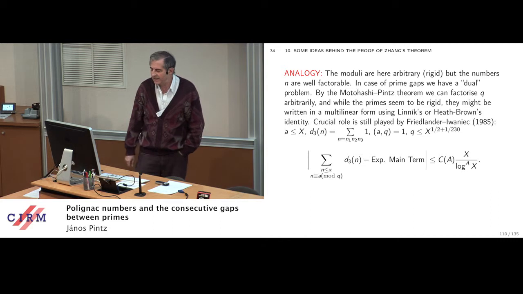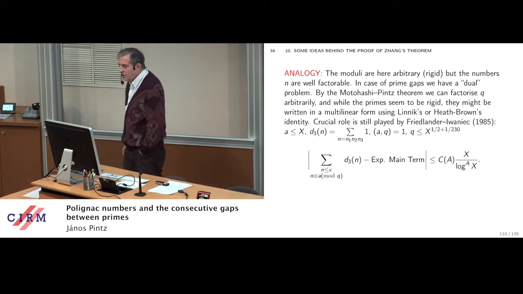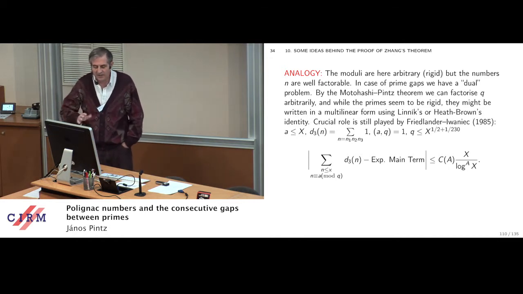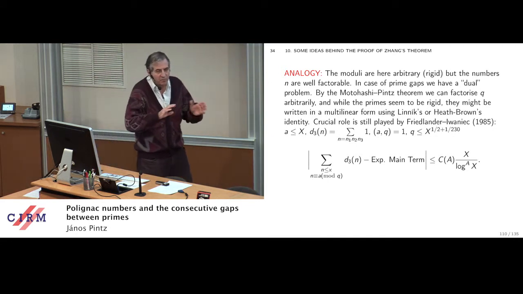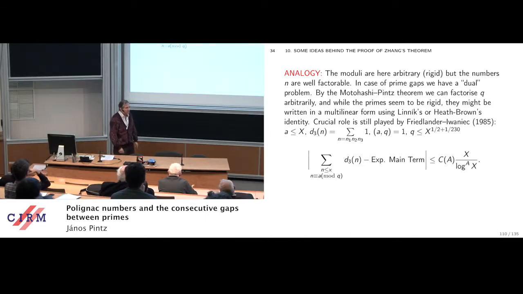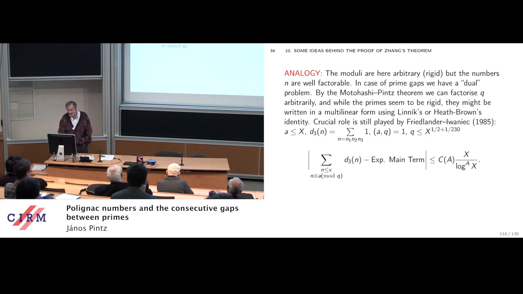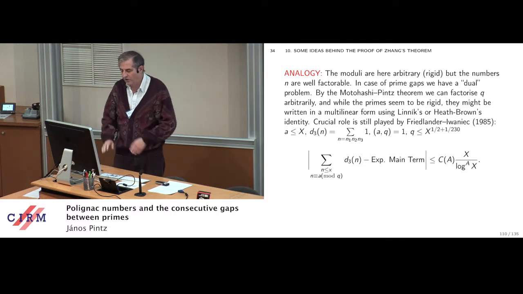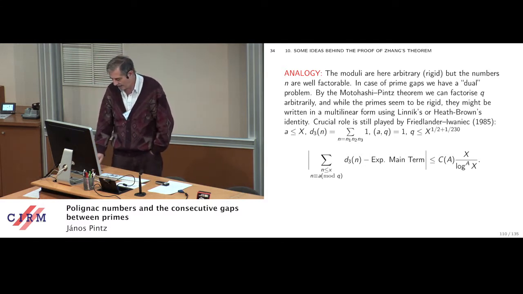And the analogy is that the moduli are here rigid, so to say, but the numbers n are well factorable. And in case of prime gaps, we have a dual problem, that we can factorize the moduli easily, and on the other hand, still the primes can be, so to say, roughly speaking, factorized using the method of Heath-Brown and Linnik's identity. And so in that way, it was possible to perform this method of Fouvry and Iwaniec. And then another important issue was Friedlander and Iwaniec's work, which referred to the distribution of d3(n) in arithmetic progressions.